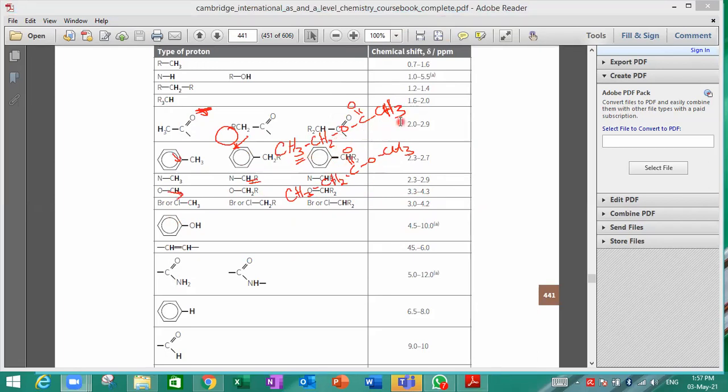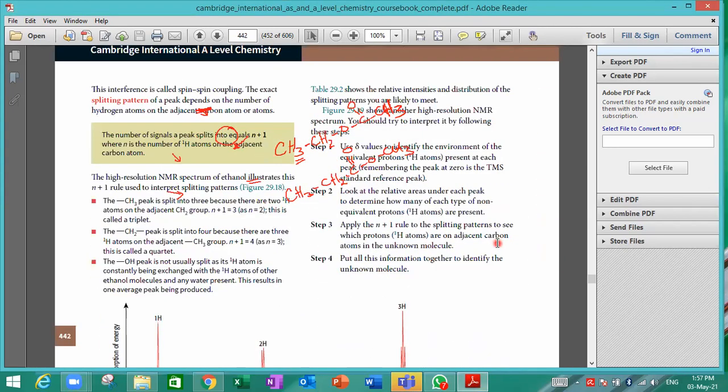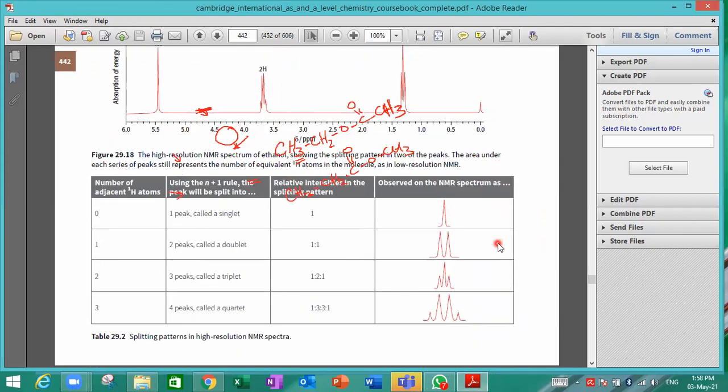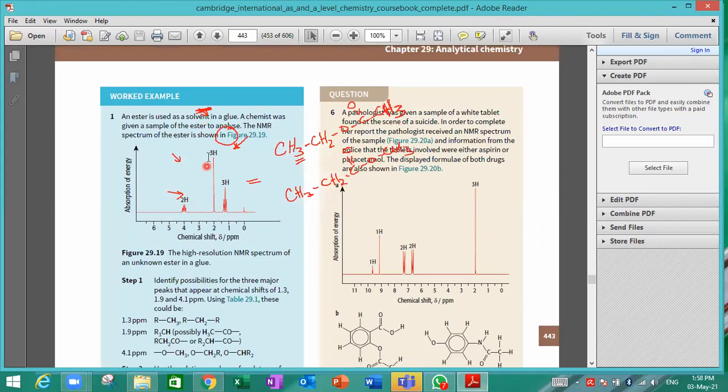Now let's find the one that appeared as a singlet. CH3 bonded to a C double bond O, it appears here. It appears between 2 and 2.9, isn't it? Yeah. So if we look at our proton NMR, we will find it to appear at 2 exactly. So this is the CH3 bonded to the C double bond O. Okay, understand now what we are going to do? Yeah, it makes sense.